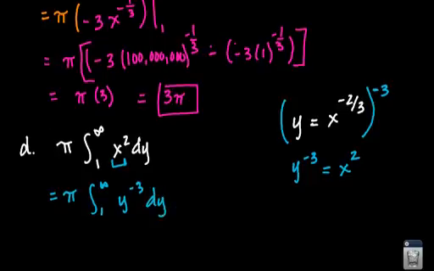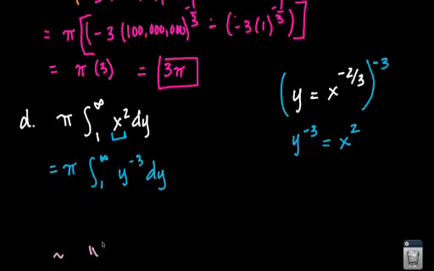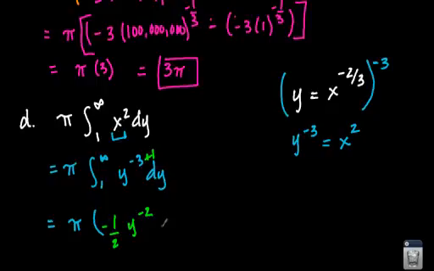Okay, so now we can integrate. So I end up with pi times, okay, remember when we integrate we add 1. So that tells me I'm going to have y to the negative 2, which means that I've divided by negative 2. Right? So that becomes negative half, if I want to write that, or y to the negative 2 divided by 2, it's the same thing. Okay, and that's all happening from 1 to positive infinity.